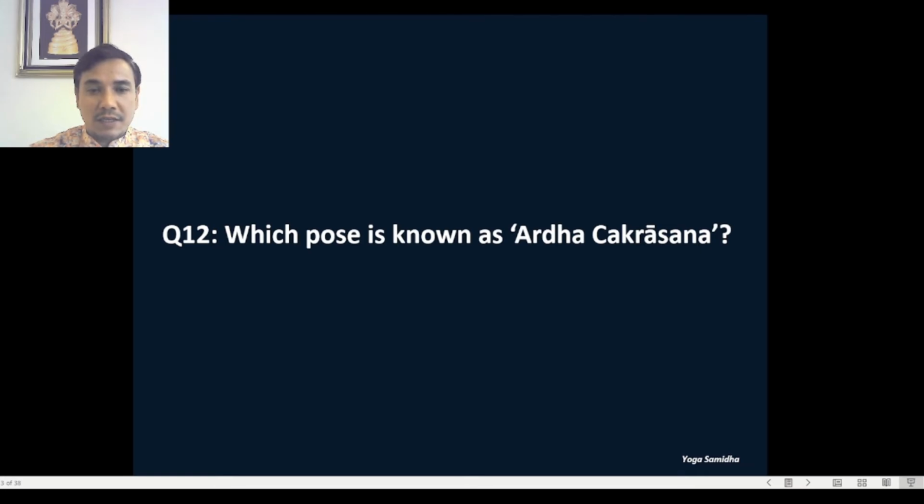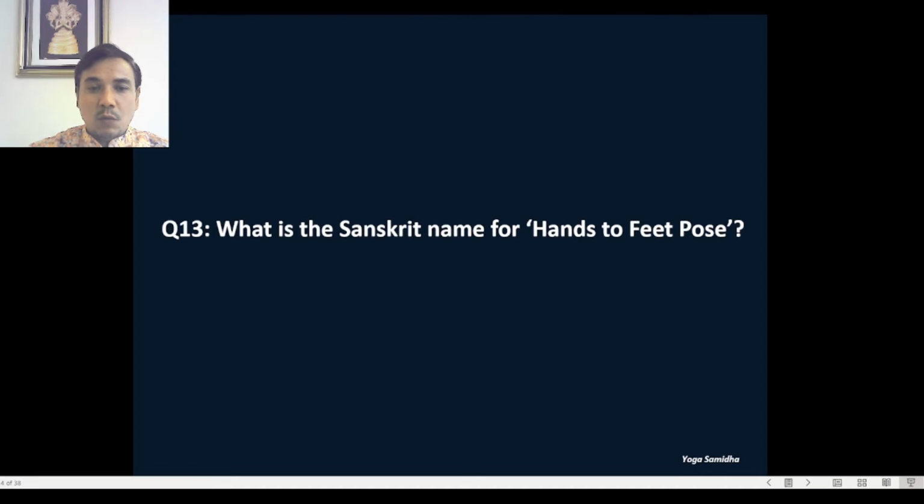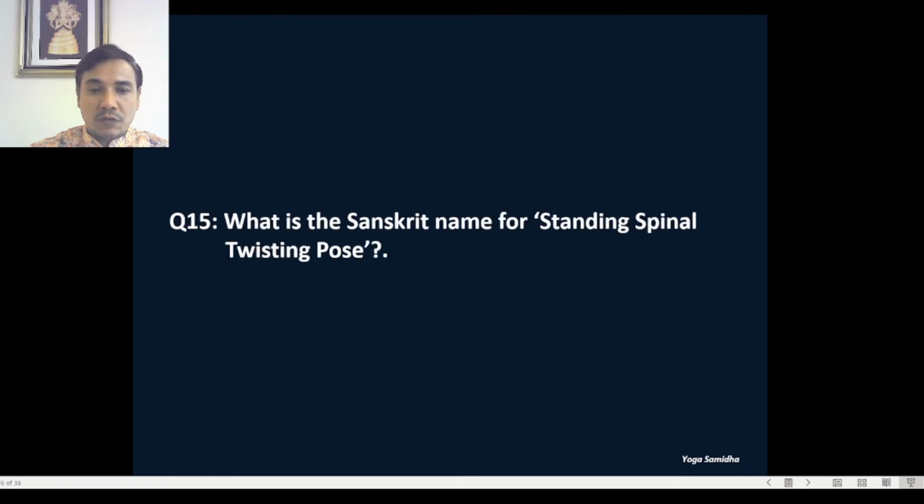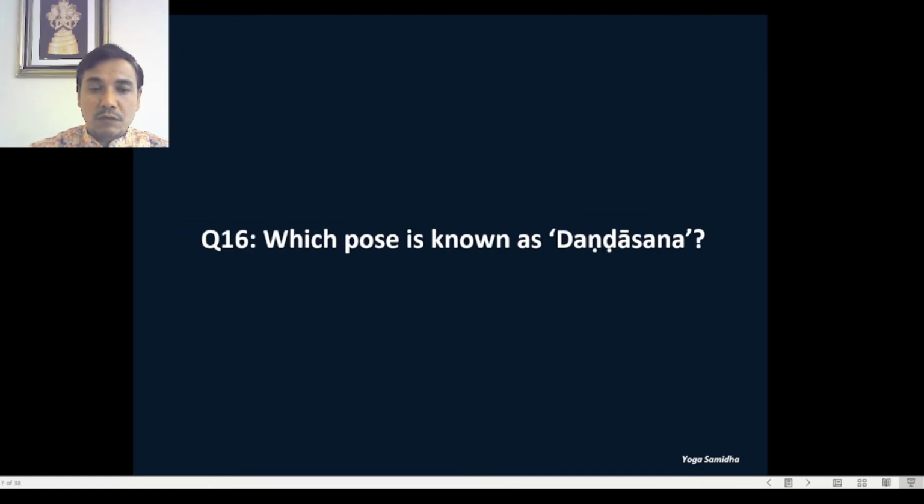Ardha Chakrasan. Question 13th, what is the Sanskrit name for hands to feet pose? Hands to feet pose. Question 14th, which pose is known as Parshva Konasana? Parshva Konasana. Question 15th, what is the Sanskrit name for standing spinal twisting pose? Standing spinal twisting pose. Question 16th, which pose is known as Dandasana?